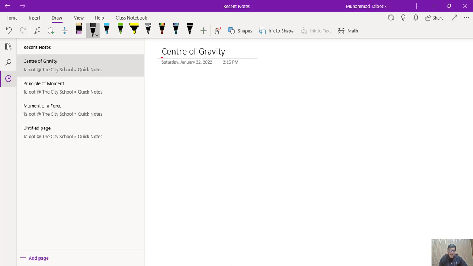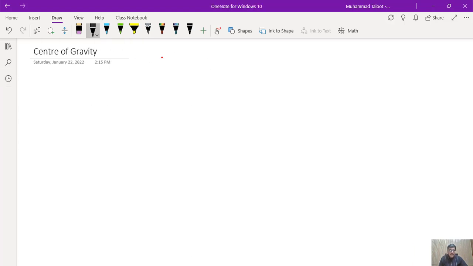So now we are moving towards center of gravity. So center of gravity, or you can say center of mass. As the word says, the center of mass or the center of gravity is basically the point where the whole weight of a body is acting.